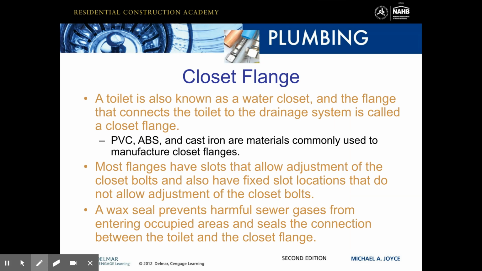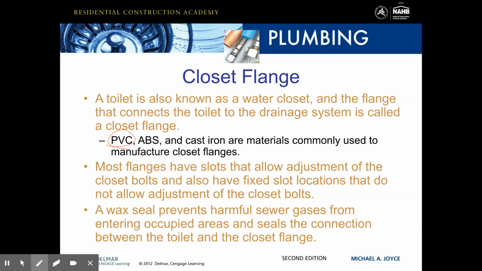Closet flange goes on the bottom of your toilet because the toilet is also known as a water closet, and the flange that connects the toilet to the drainage system is called a closet flange. PVC, ABS, and cast iron are materials commonly used to manufacture closet flanges. In the lab, we'll be working with PVC.